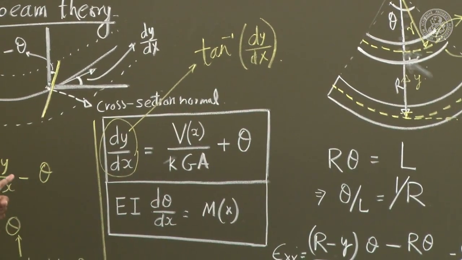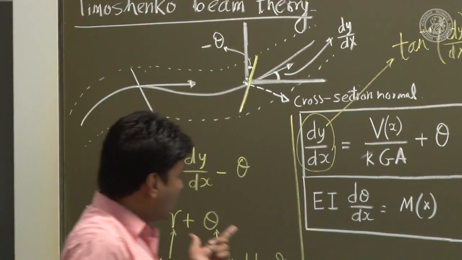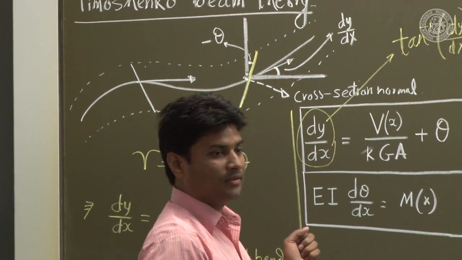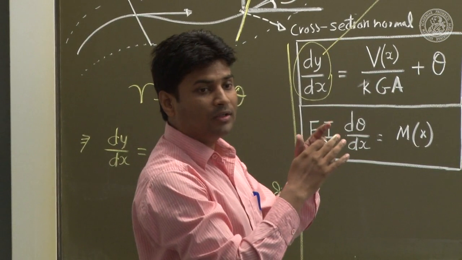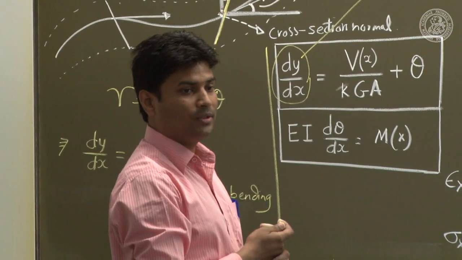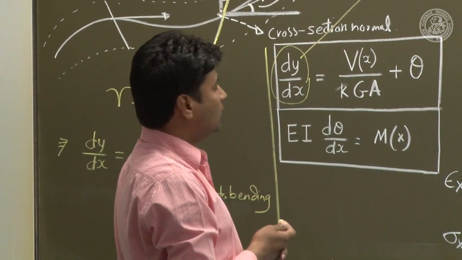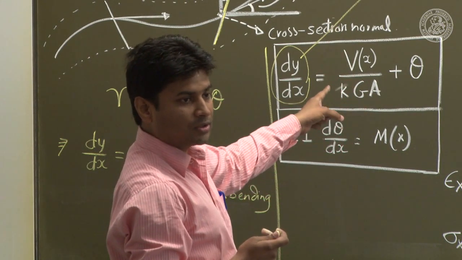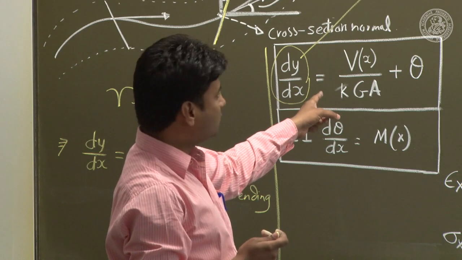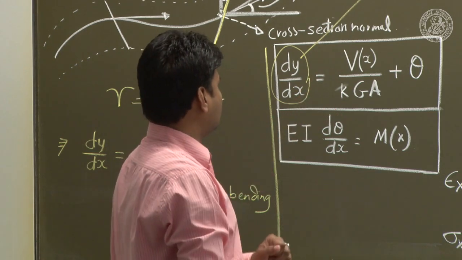So that's the most important distinction. If you compare this with the non-linear theory that we will be discussing later on, which allows for large rotation of the cross-section, this is the most distinct assumption, the biggest distinction between the two theories.